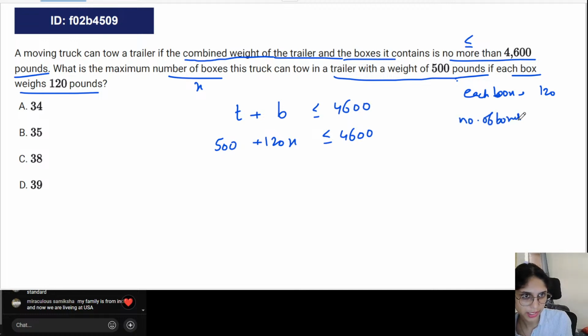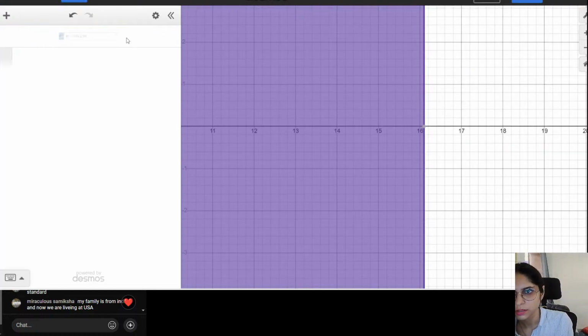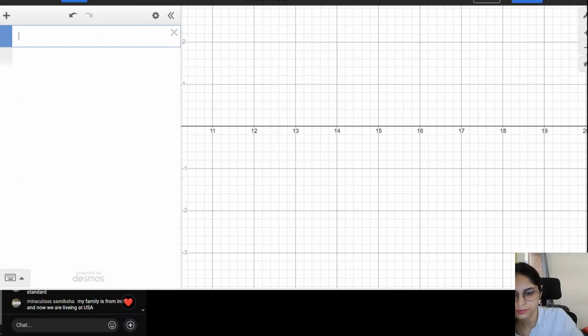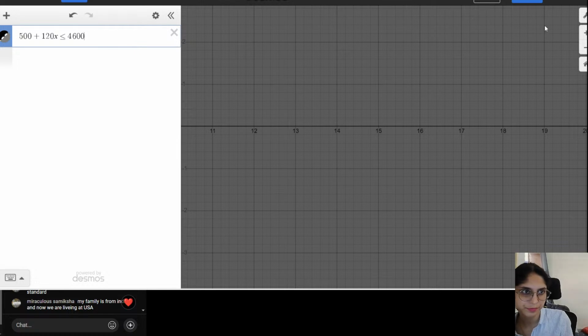Number of boxes is X. So box weight B is going to be 120X. So 500 plus 120X should be less than or equal to 4600.